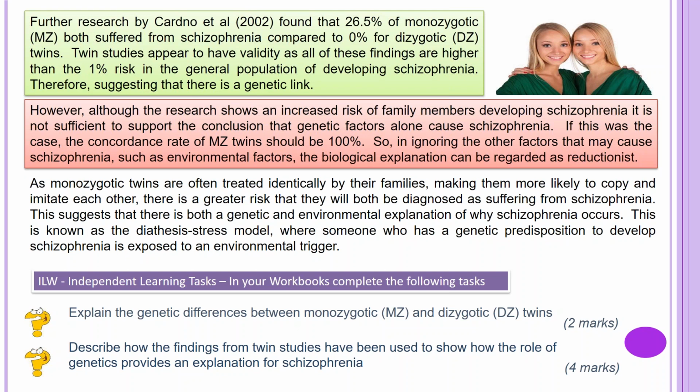As monozygotic twins are often treated identically by their families, making them more likely to copy and imitate each other, there is a greater risk that they will both be diagnosed as suffering from schizophrenia. This suggests there is both a genetic and environmental explanation of why schizophrenia occurs. This is known as the diathesis stress model, where someone who has a genetic predisposition to develop schizophrenia is exposed to an environmental trigger.